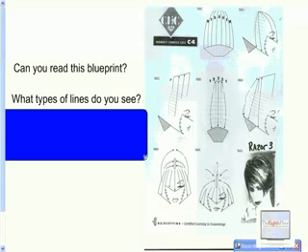Okay, and I don't know if I did this right, but this is an example of a blueprint. When I said all your haircuts are basically a blueprint, this is what it looks like. This is a typical example of one. This is what the haircut looks like. And so I would ask them, can you read this blueprint? And when you're looking at it, what types of lines do you see?